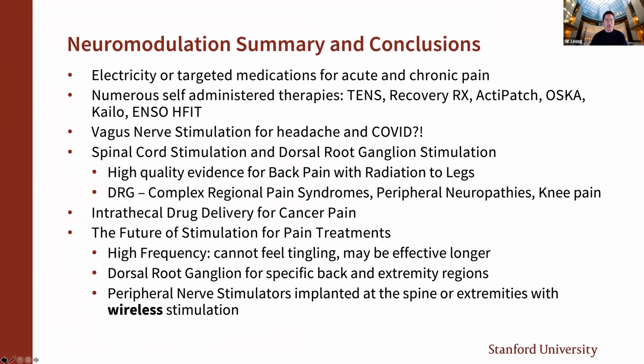So let's summarize what happened. Hopefully this is where I led us with this talk, which is that there's a lot of things that neuromodulation can help with. It's really electricity or targeted medicines for acute and chronic pain. There are a lot of self-administered therapies available now, not just TENS units, but Recovery RX, ActiPatch, many of the things that I mentioned above. This vagal nerve stimulation or vagus nerve stimulation used for headache and potentially for really bad cases of COVID, something I never thought of using neurostimulation for.